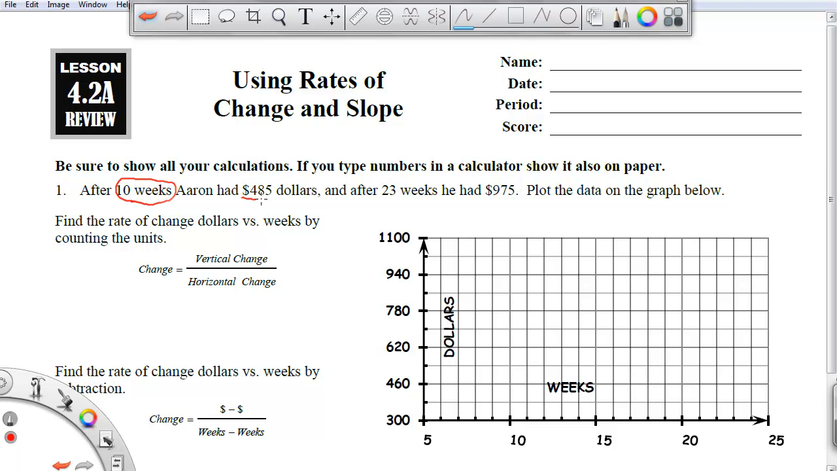So we've got 10 weeks and $485. Let's go ahead and write that down here. Remember your units. So you've got 10 weeks. And we've got $485. And then our other ordered pair is 23 weeks. And we've got $975. Alright.